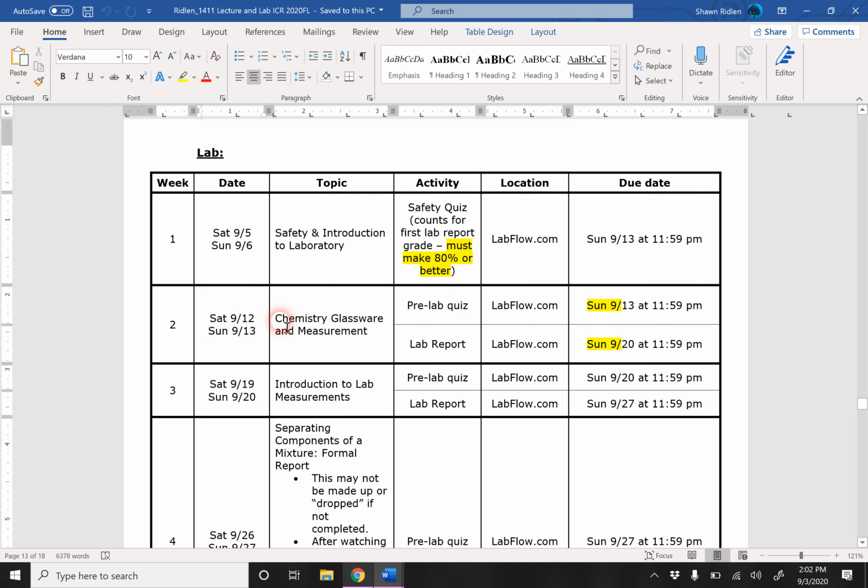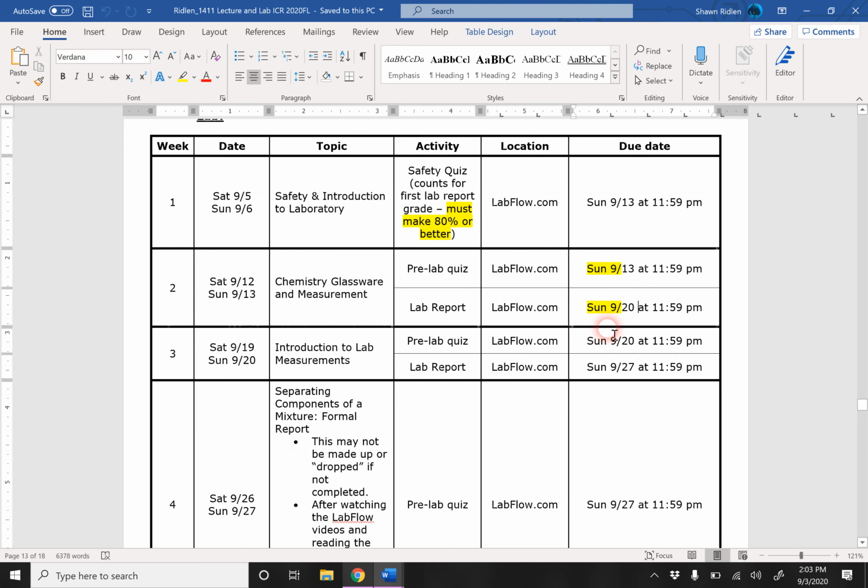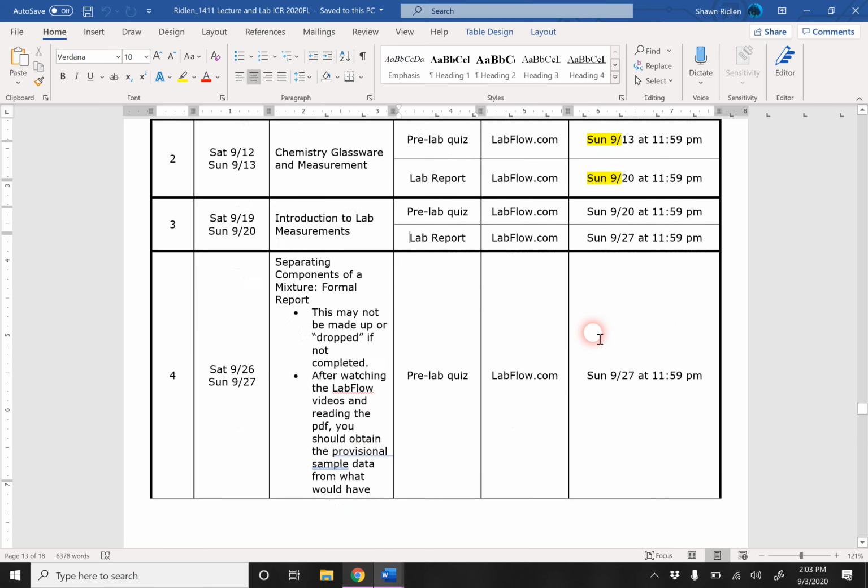Then the next week you're supposed to do chemistry, glassware, and measurement. So the pre-lab quiz will be due that weekend. The pre-lab quiz will always be due the weekend of the lab. With the lab report, you'll always have a full week to do it, and hopefully that'll give you enough time to complete everything. Then you'll see the next week, the 20th. You'll see the pre-lab quiz due that day, and then you have a week to complete the lab.